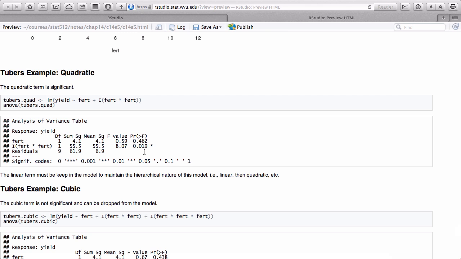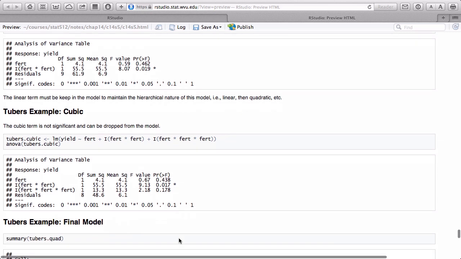It's sort of like saying that if I have A and B, and they're factors, so I can think of the model A plus B plus A colon B, and if A colon B is significant, but the main effects are not, should I drop out A or B? And the answer is no, even if A or B are not significant. It's the same idea here. And so we're going to leave in the linear term.